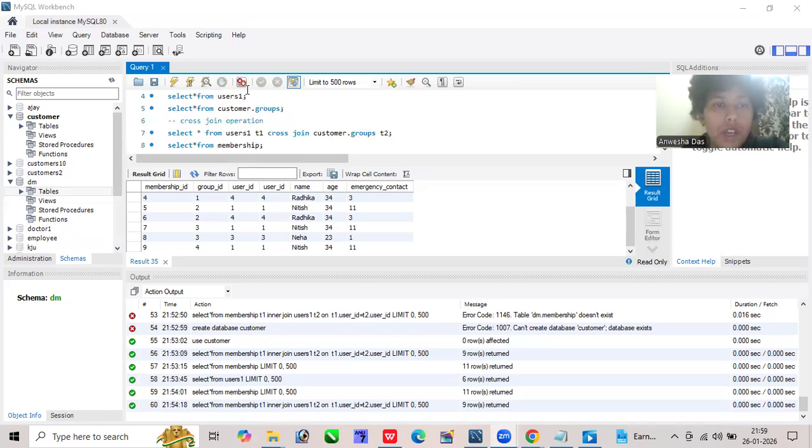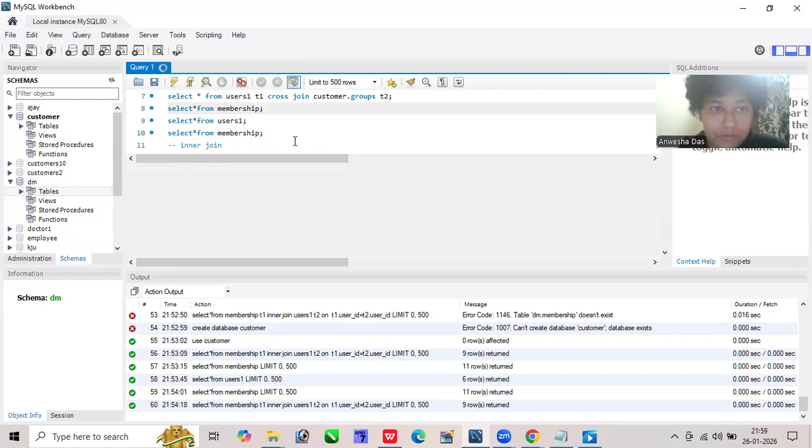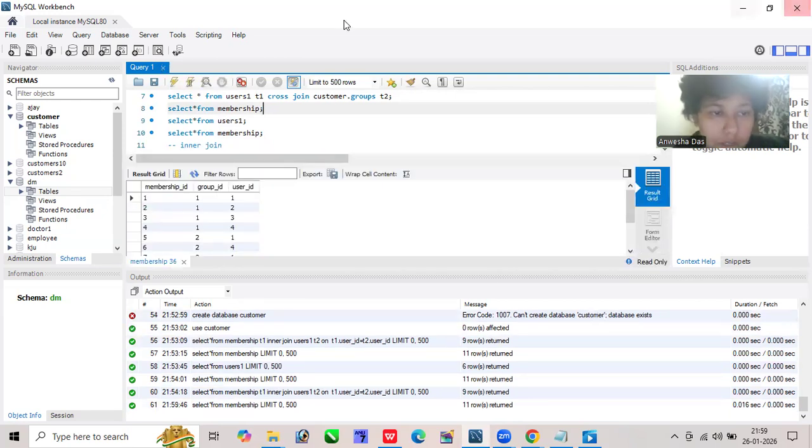First of all, let me print one table, and the table name is membership. Okay, let me print that table. See, guys, here there is the user ID, the membership ID, and the group ID. Try to remember the user ID only. How many user IDs are there? 1, 2, 3, 4, 5, 6, right?